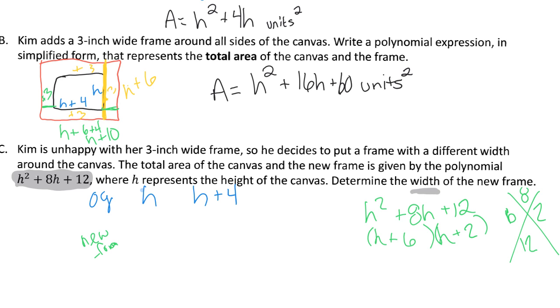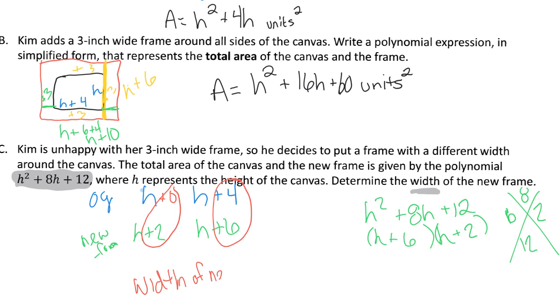Okay, so our new frame has our height going from h to h plus 2, and our new width going from h plus 4 to h plus 6. So what's the difference here? How do we go from plus 0 to plus 2 and from plus 4 to plus 6? We added 2, right? So the width of our new frame is 2 inches.